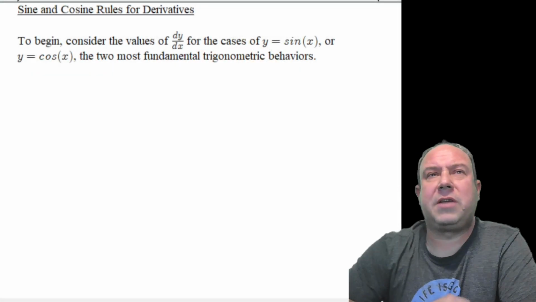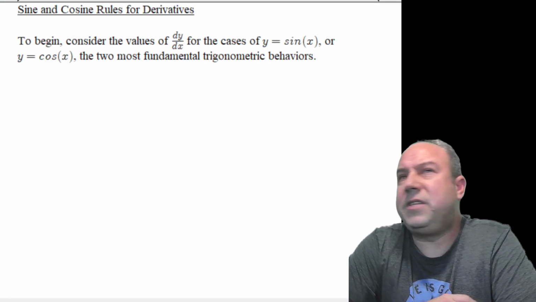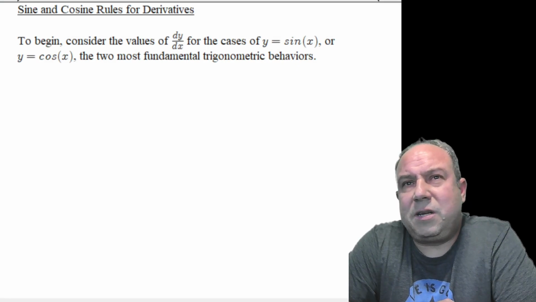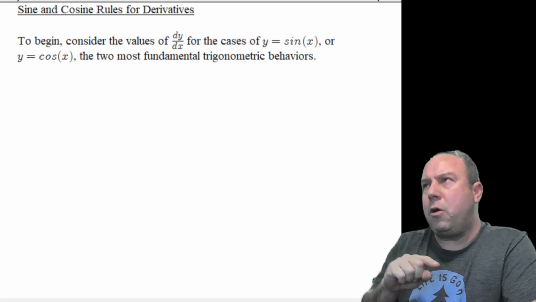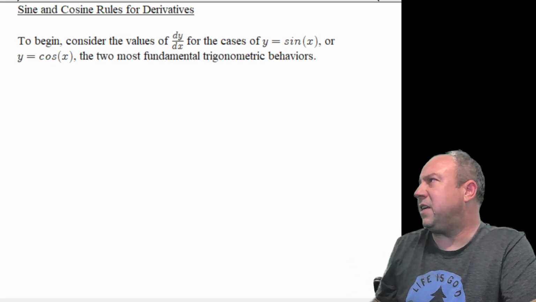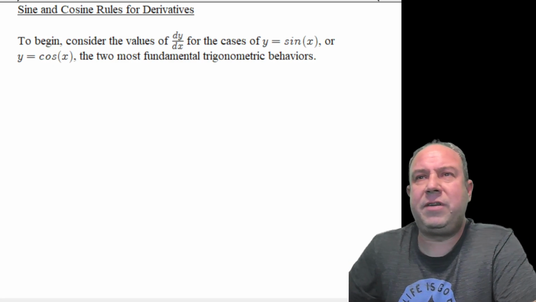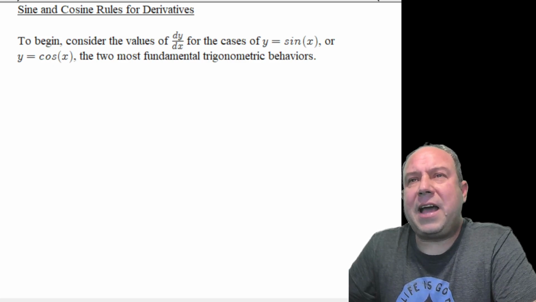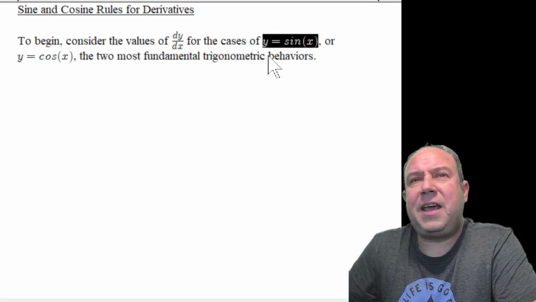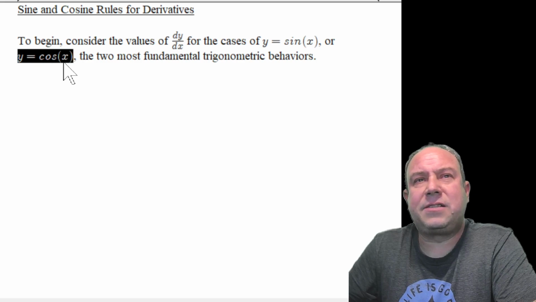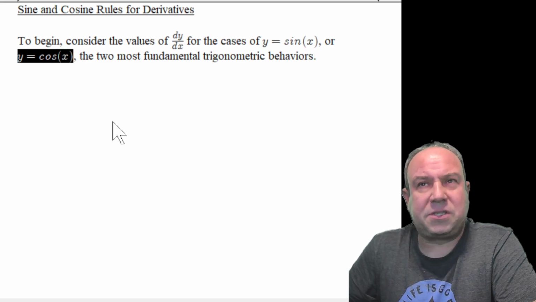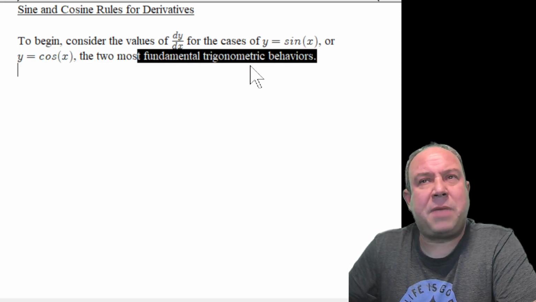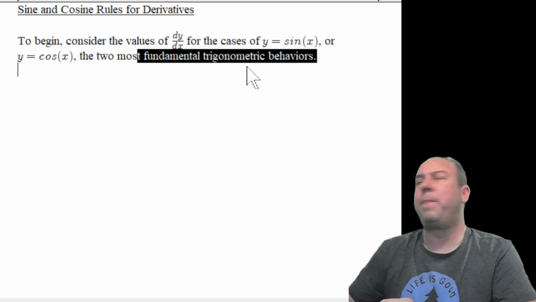So let me bring up the notes here, folks. Here are our notes. We're going to be looking at sine and cosine rules for derivatives. And again, we're just going to be finding those two very specific cases of derivatives: the derivative dy dx for y equals sine x, and the derivative dy dx for the case of cosine x. These two most fundamental trigonometric behaviors.